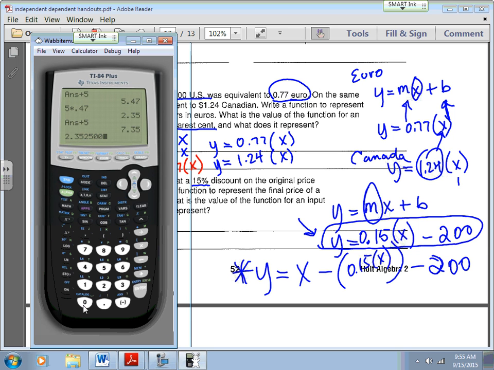2,500. Oops, let me clear that. 2,500, and then I'm going to take that away from, I'm going to put parentheses, 0.15 times 2,500. I'm going to close that parentheses, and then take away the $200 rebate. Tell me if this is what you're getting, 1925? So that's how much you're going to pay for it total.